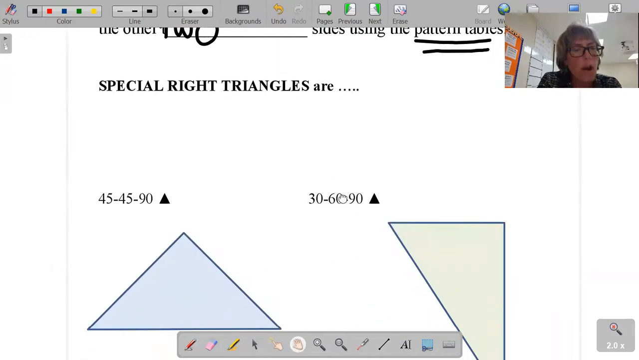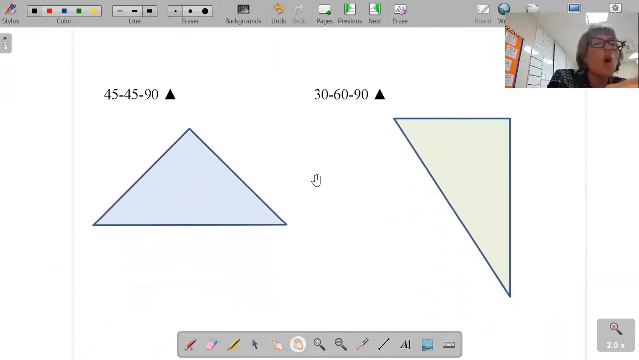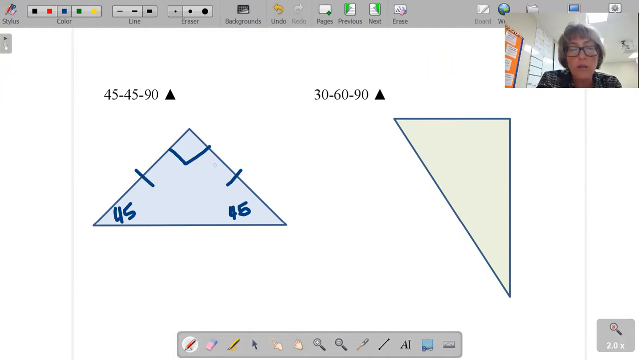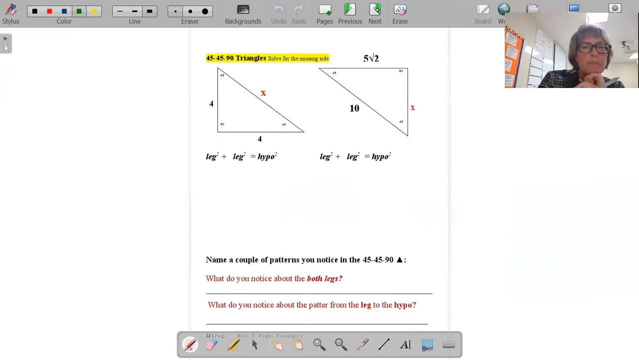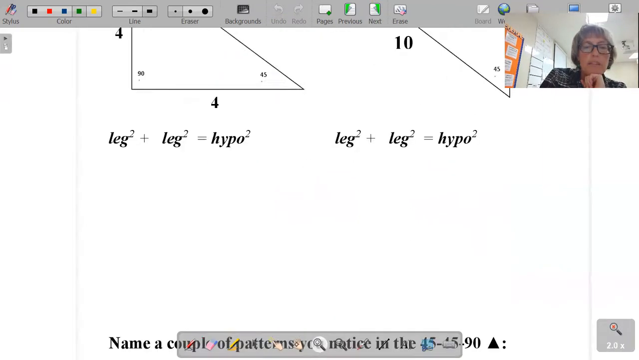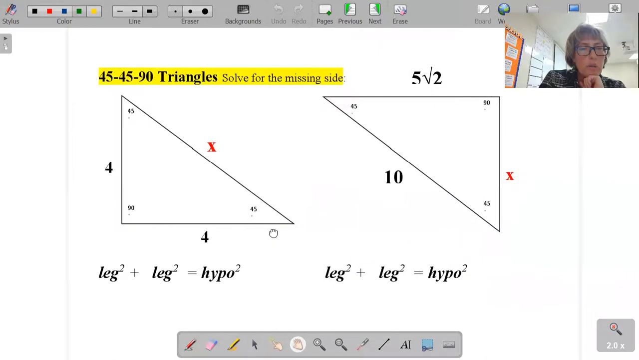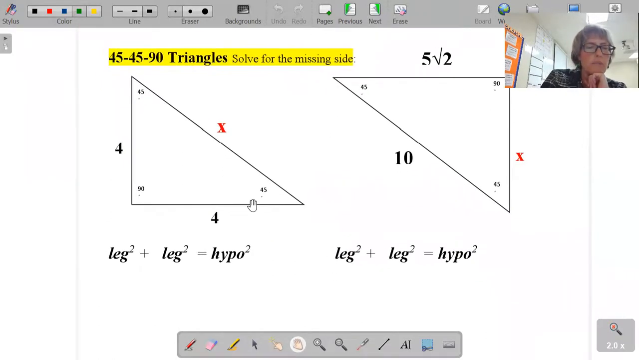And the special right triangles are specifically and only 45, 45, 90, also known as an isosceles right triangle, and 30 degrees, 60 degrees, 90 degrees. Triangles, 45, 45, 90, 30, 60, 90. That's it. These are called special right triangles. No other combos qualify as special right triangles because they have special patterns. We're going to try to discover those patterns right now. Ready? We're going to solve for x in both of these cases.